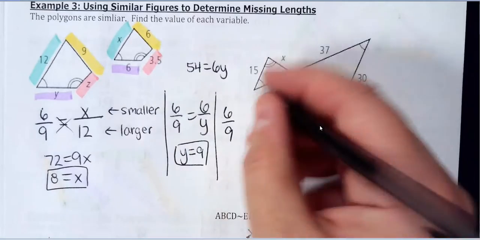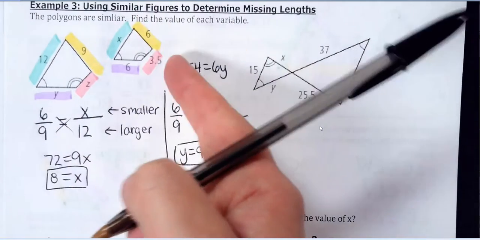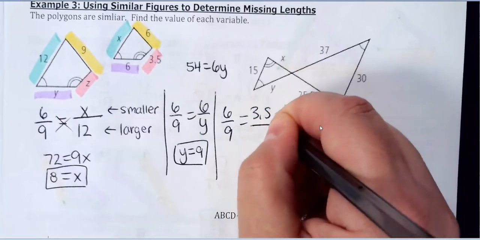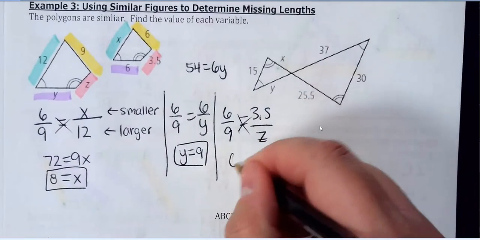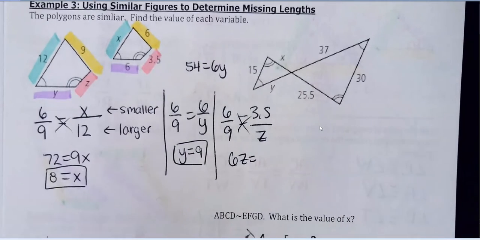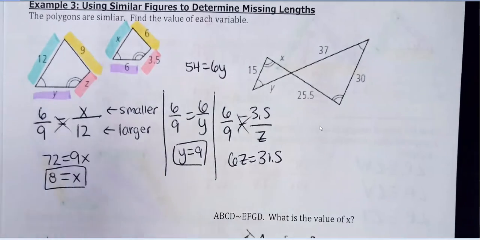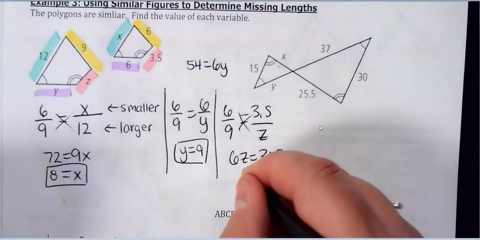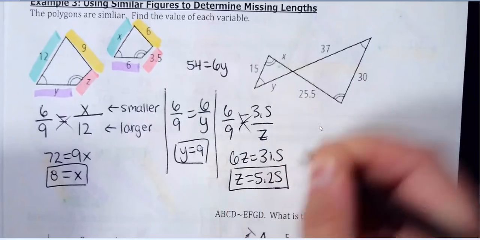Then I would have to set that up. So if I do 6 over 9, then I have to go back to the smaller one, do 3.5 over z. And then I'm just going to cross multiply real quick. So I'd have 6z, and I think this one's not a nice number. If you do 9 times 3.5, you get 31.5. And then I'm going to just divide that by 6 real quick. So z is going to be 5.25 there. Some of these might be nicer answers than others.